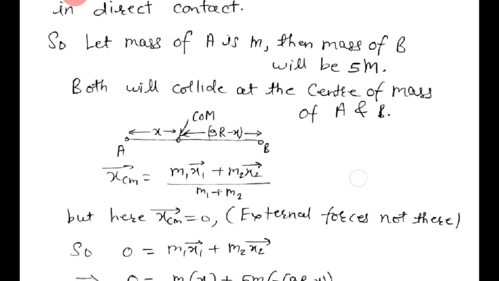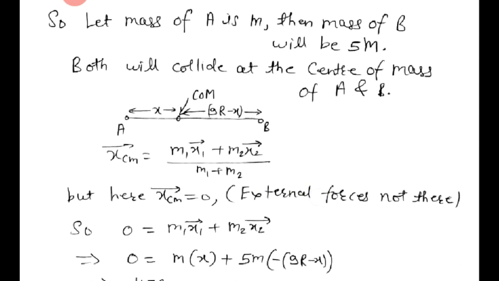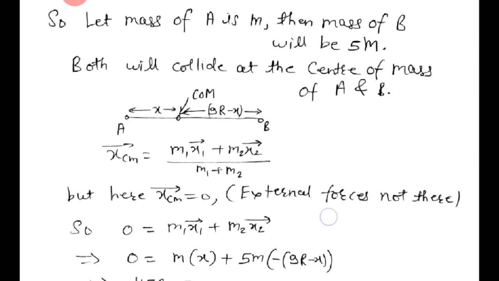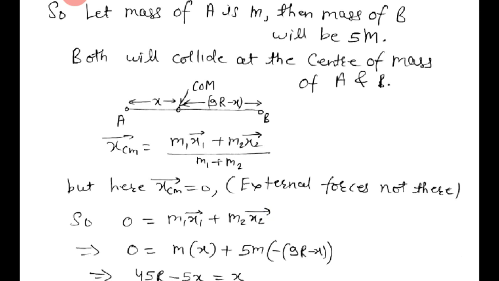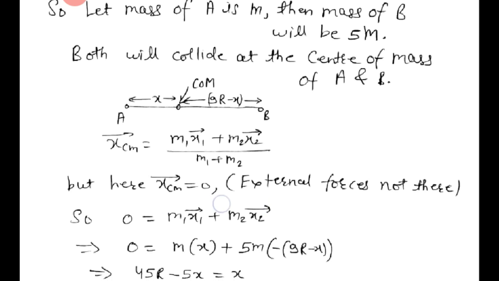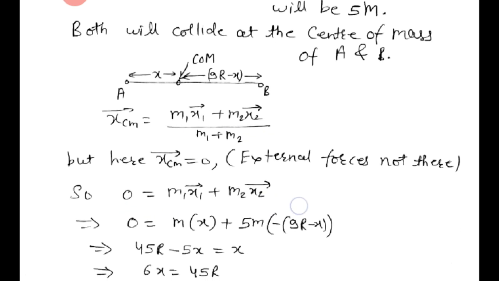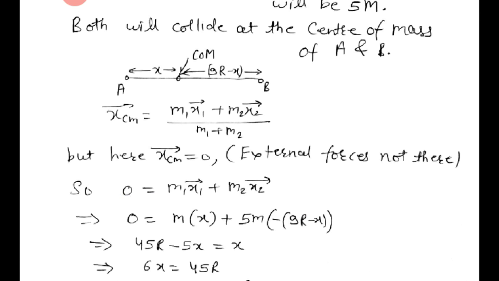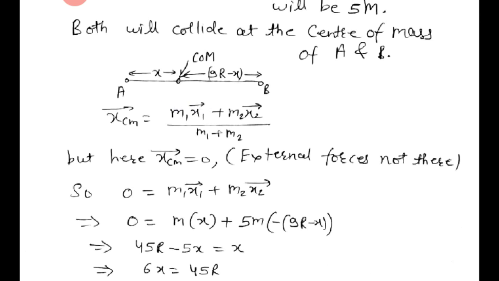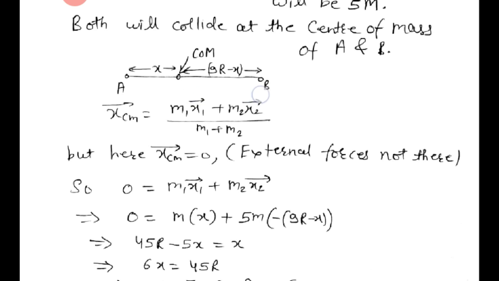Okay, and as we know, x_cm is equal to (m1x1 + m2x2) upon (m1 + m2), and because here there is no external force on this system, the displacement of the center of mass will be 0. So when we put 0 here, this equation converts to m1x1 + m2x2 = 0. Okay, so now let the distance of the center of mass of A and B from A be x, so from B it will be 9r minus x.